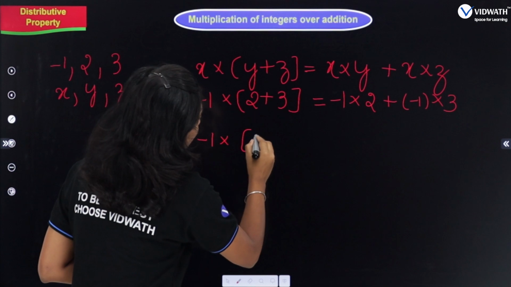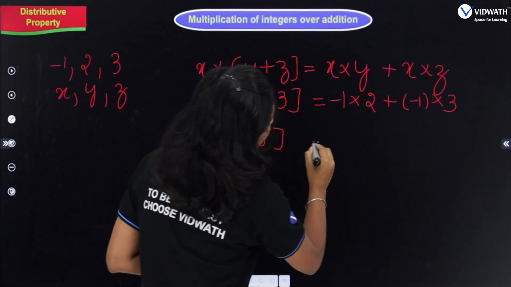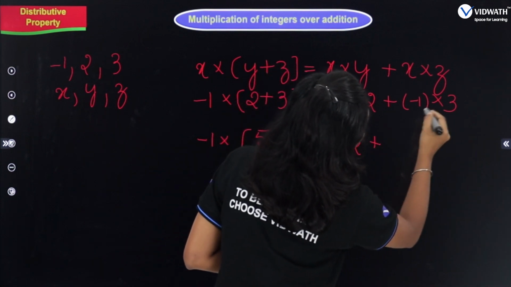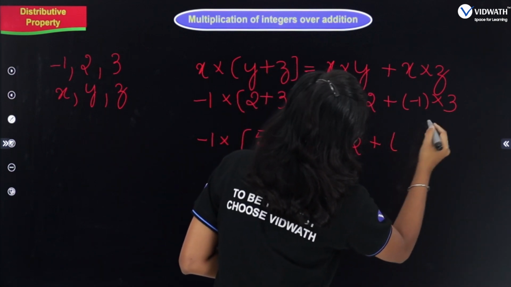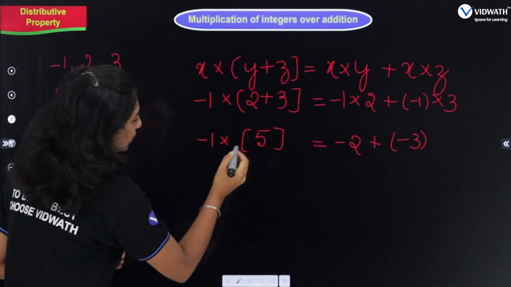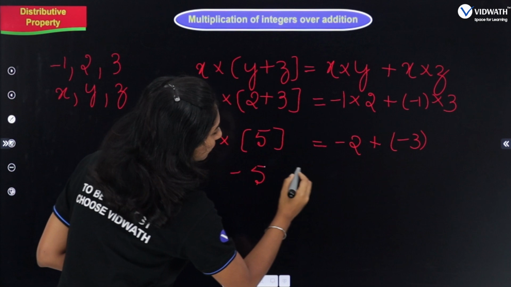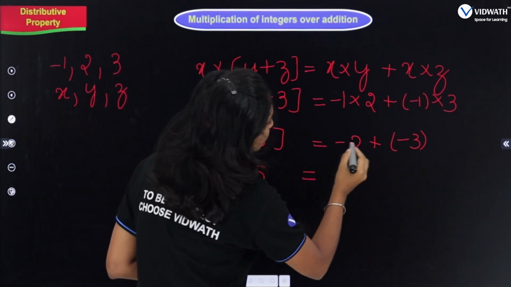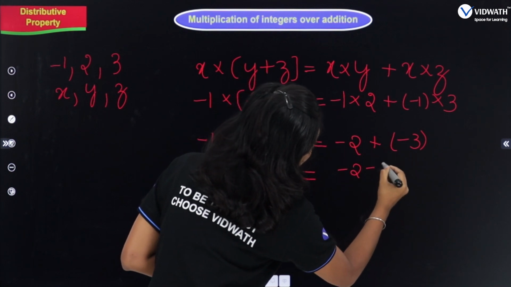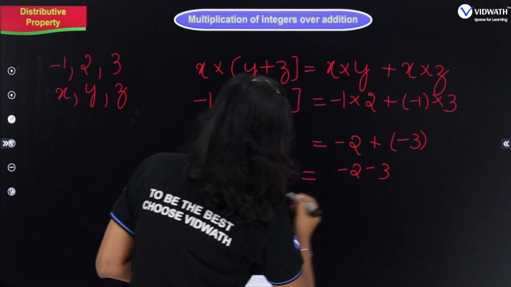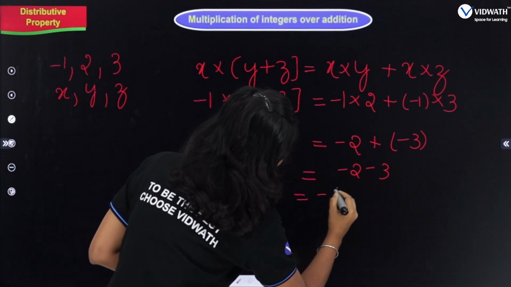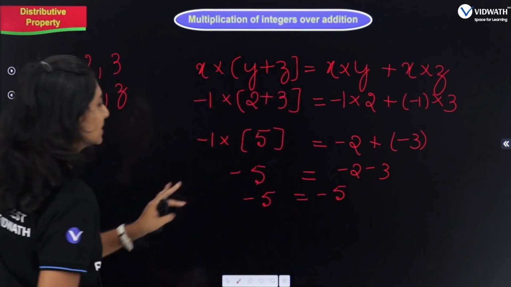So 2 plus 3 is 5, which is equal to -1 into 2 is -2 plus -1 into 3 is -3. So -1 into 5 will give you -5, which is equal to -2 plus -3, that is -2 -3, plus into minus is minus. So we will take it as -3. Then here -5 is equal to -5. So both the sides are equal.